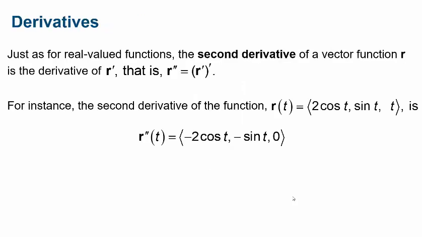Okay, you can go on and talk about higher order derivatives here. Just as for real valued functions, the second derivative of a vector function r is the derivative of the first derivative. So for instance, if I ask you to find the second derivative of this function here, 2 cosine of t, sine of t, t, the first derivative of this is negative 2 sine of t, cosine of t, 1, and then you take the derivative of that, you end up getting negative 2 cosine of t, minus sine of t, and 0. Here you just take the derivative twice. The derivative of sine is cosine, and then the derivative of cosine gets you back to minus sine of t. And then the second derivative of t is just 1 and then 0. So that's how you do that.